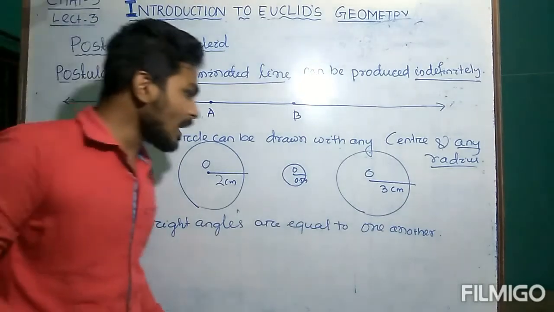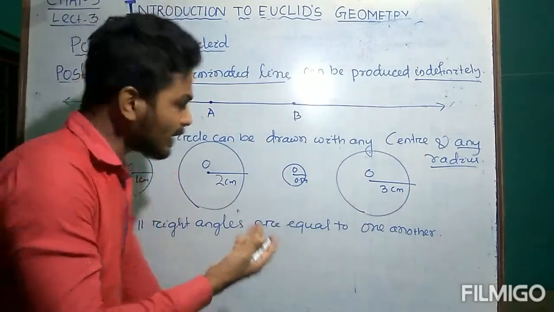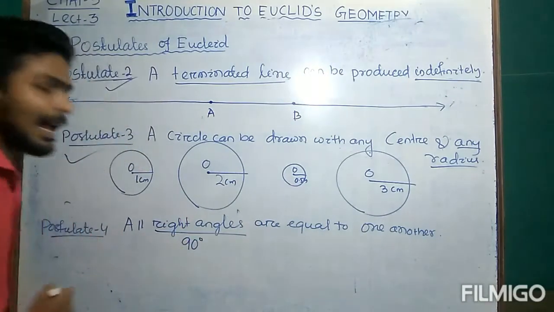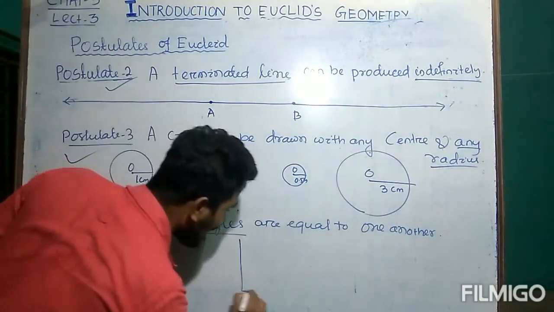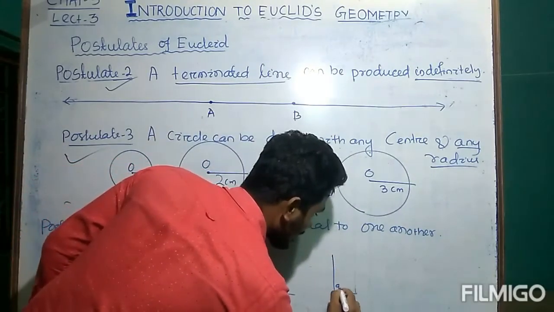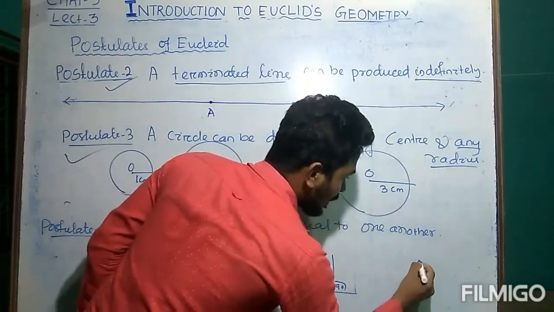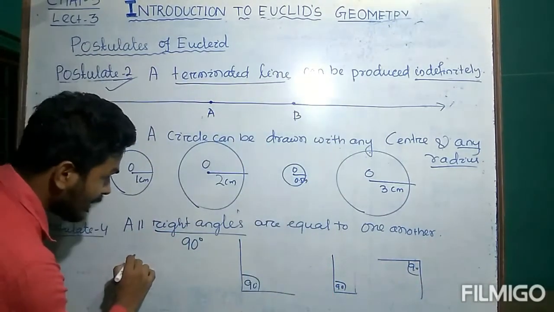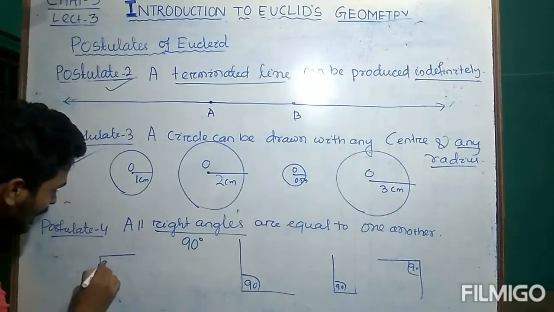Now, postulate number 4. All the right angles are equal to one another. All the right angles means what? Right angle means an angle whose value is 90 degrees. So if you draw any right angles, this is a right angle, this is a right angle, this is also a right angle, right? And this is also a right angle.